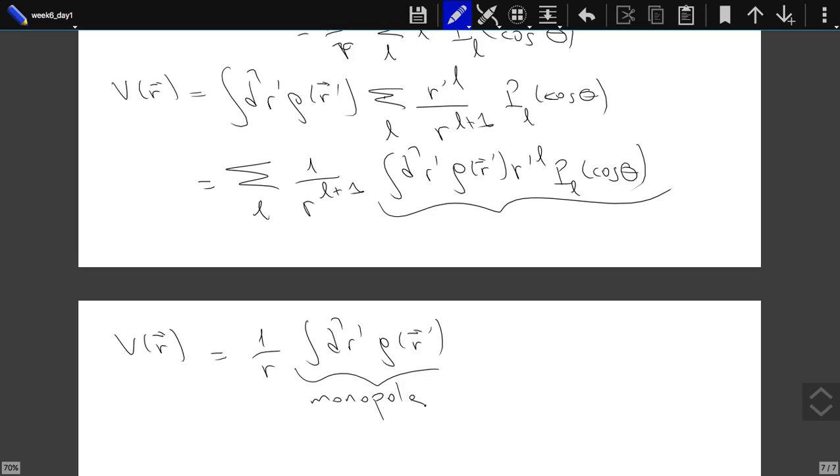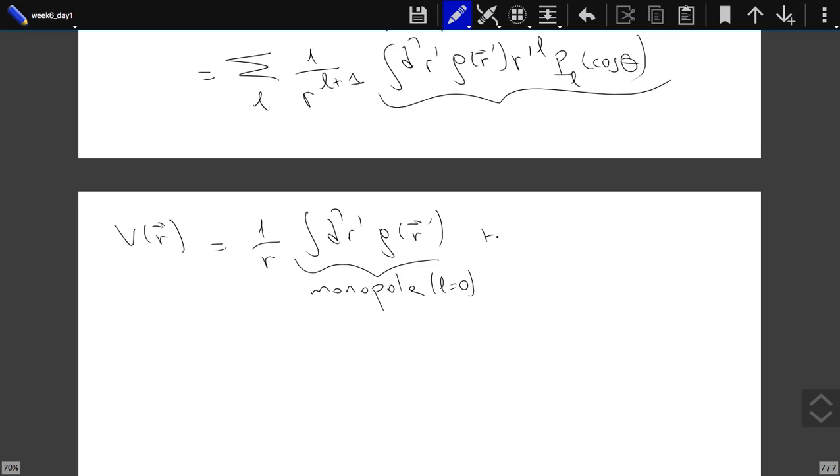That is called the monopole term in the expansion. Monopole basically corresponds to the coefficient of 1 over r. Well, you can actually see that the monopole is nothing but the total charge of my system. Now let's go look at the other term.